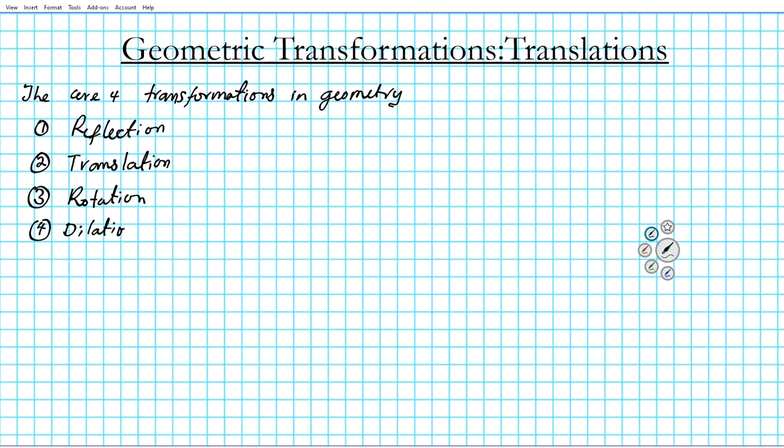So remember that a reflection is basically a flip along a line of reflection, and then a translation is a shift. When you shift a geometric figure on a coordinate system, either horizontally or vertically, that's what a translation is. That's what we're studying today. All right, rotation is a spin around the center, and then dilation is a shrink or a grow.